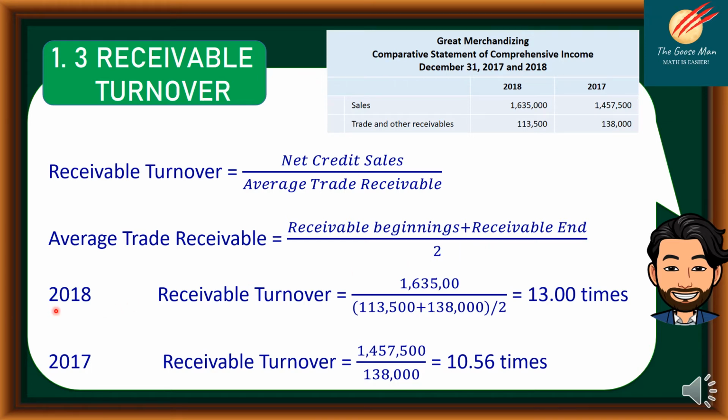So for 2018, we have receivable turnover is equal to 1,635,000 divided by 113,500 plus 138,000 divided by 2. So this is the average. So it means we have 13 times. While for 2017, we have 1,457,500 divided by 138,000 only. So this is the same as 10.56 times.